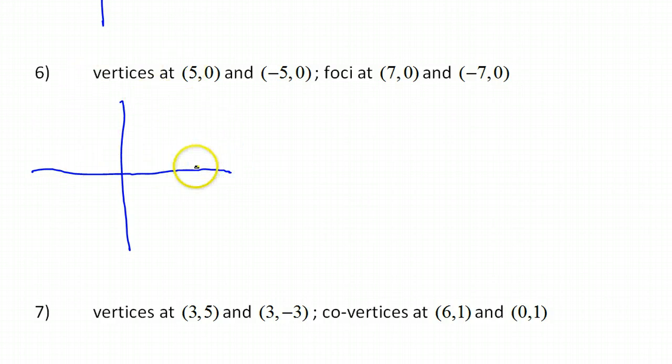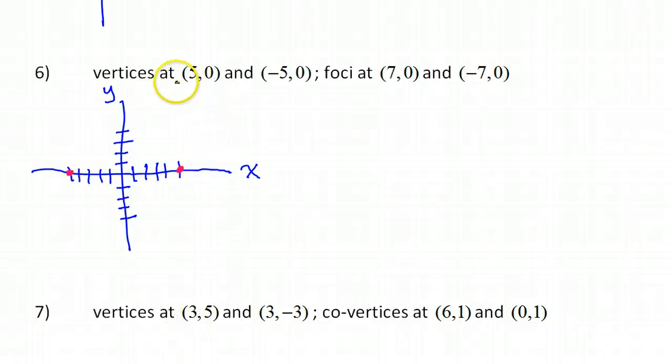Okay, you have to make your own little sketches, but that's easy peasy lemon squeezy, okay? I didn't start all the way over. So these are the vertices right here, okay? So right away that tells us that this hyperbola is horizontal.